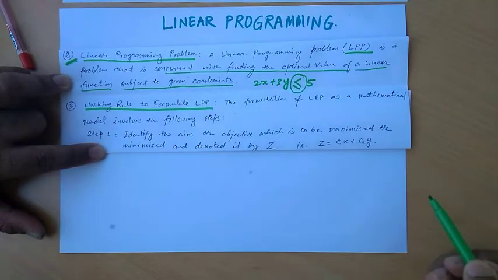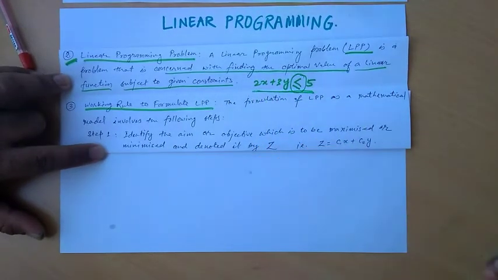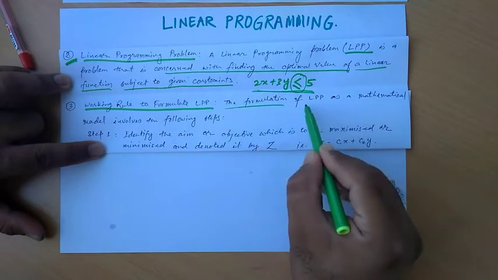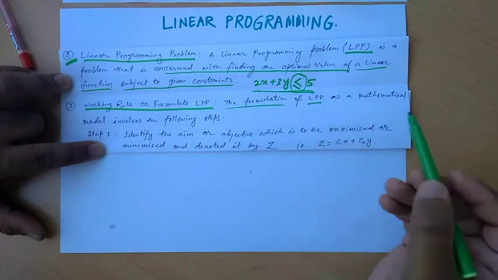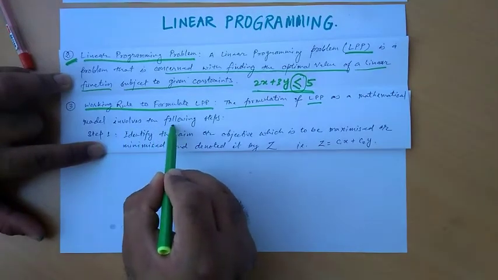How can we formulate? Because in this chapter you will get word problems only. Most of the time you will get word problems. If you are lucky, you will get direct questions in this form, but most of the time you will get word problems only. So the formulation of an LPP, that is a linear programming problem, as a mathematical model involves the following steps.